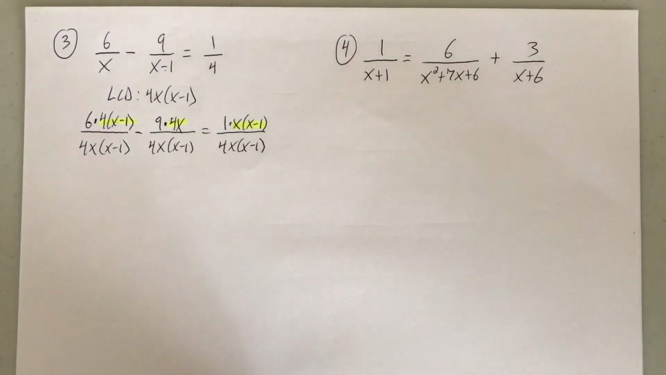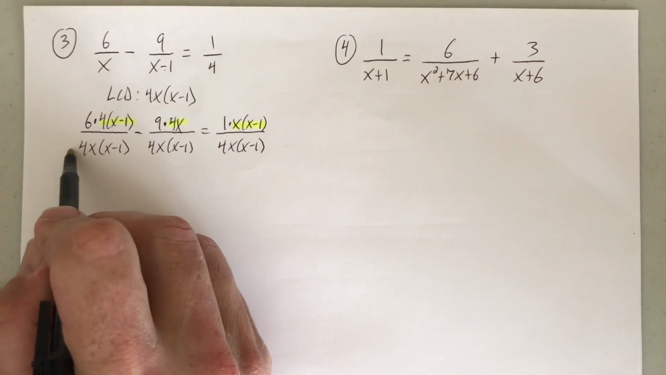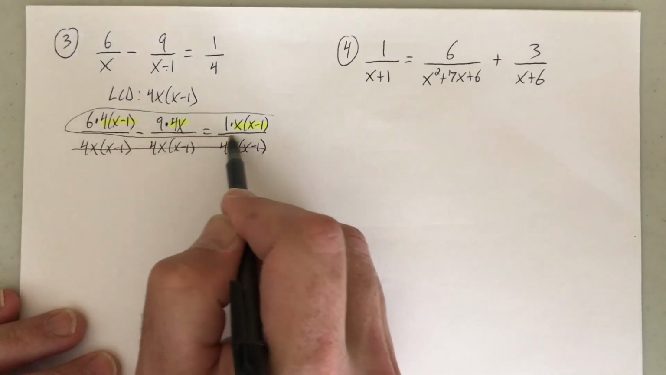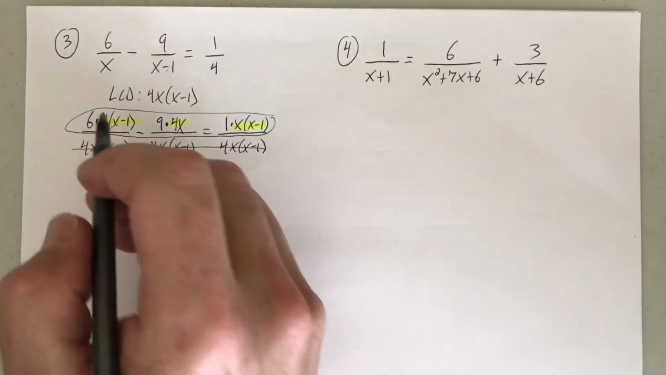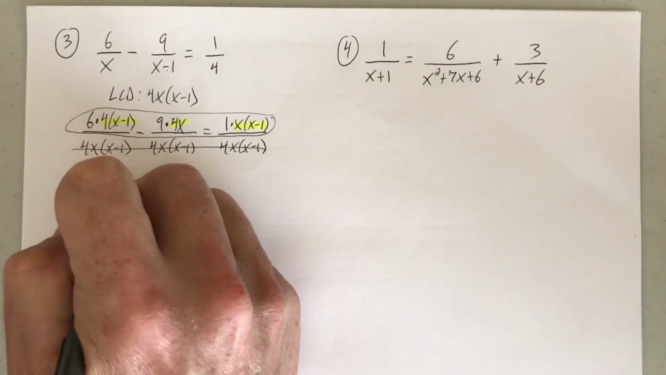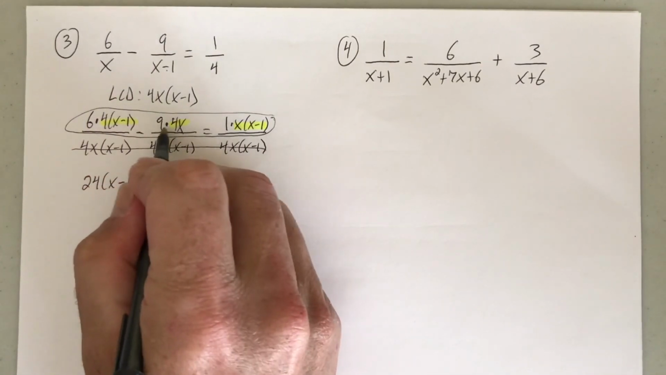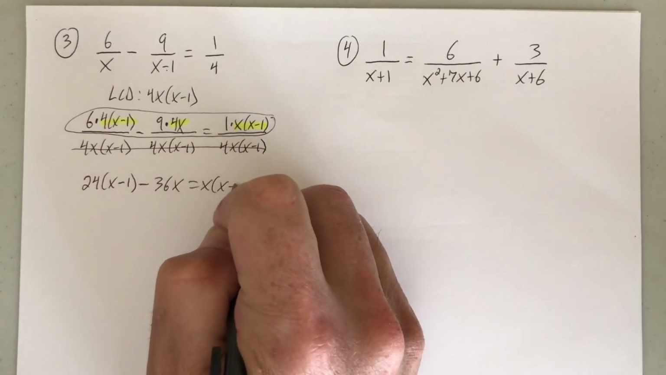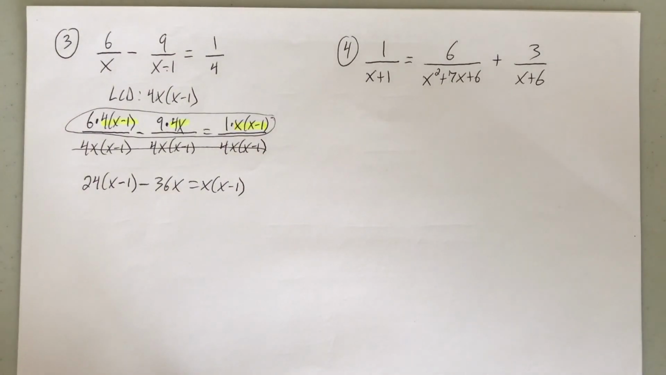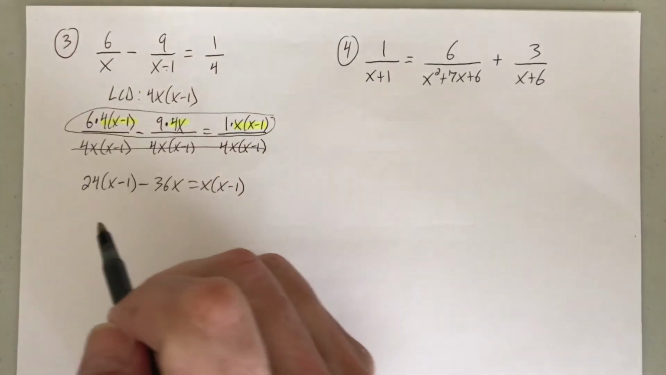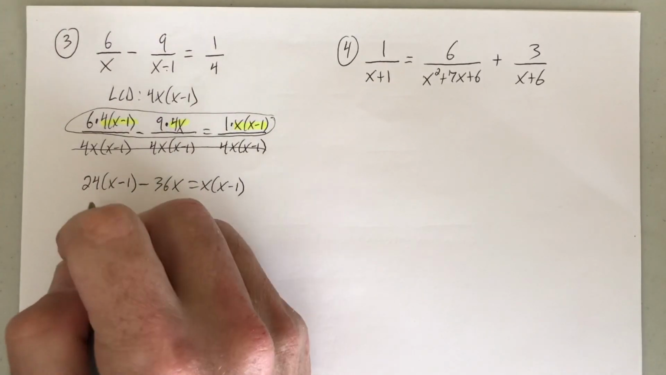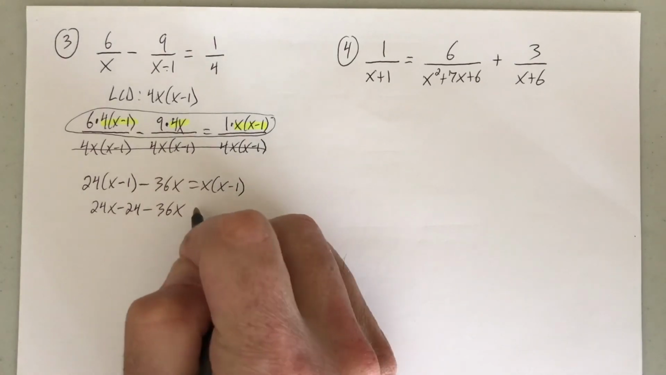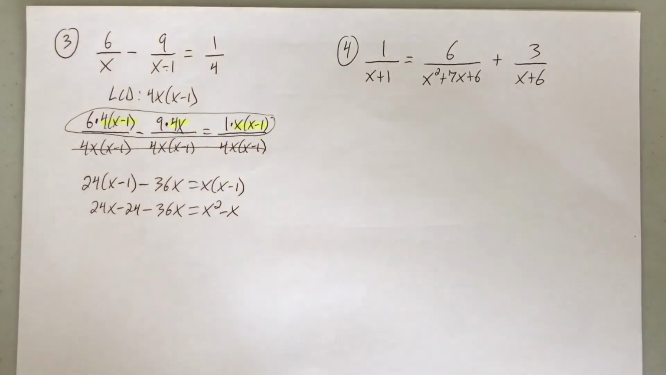All right, so now we can go ahead and get rid of this right here. Instead of rewriting it all, I'm going to just get rid of that and make this the equation. So I'm going to simplify the numerators and write it as the equation that we're going to use to solve. So this would become 24 times x minus 1 minus, that becomes 36x is equal to, and this just becomes x times x minus 1. So that is the equation that we are going to solve. So from here, I'm going to distribute, and then minus 36x is equal to x squared minus x.